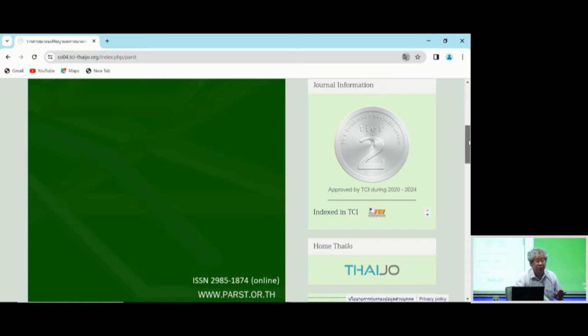So one thing for you to know working here in Thailand is to know TCI and how journals are ranked into three tiers. JPAS here is ranked number 2. We try to go up to number 1, but one of the criteria that they use to push a journal into number 1 is that a journal has to have a regular staff. But we are an association.